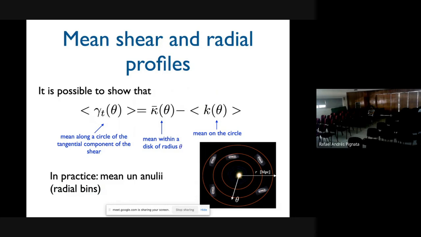Okay, and these two quantities, kappa bar and kappa mean, once you have a model of the mass distribution, are very easy to compute. So the right hand side is what you want to model, and the left hand side is just the mean of the ellipticities in the tangential direction, right? So you decompose your background galaxies into annuli, and you take the mean of the shears in each annulus. Okay.